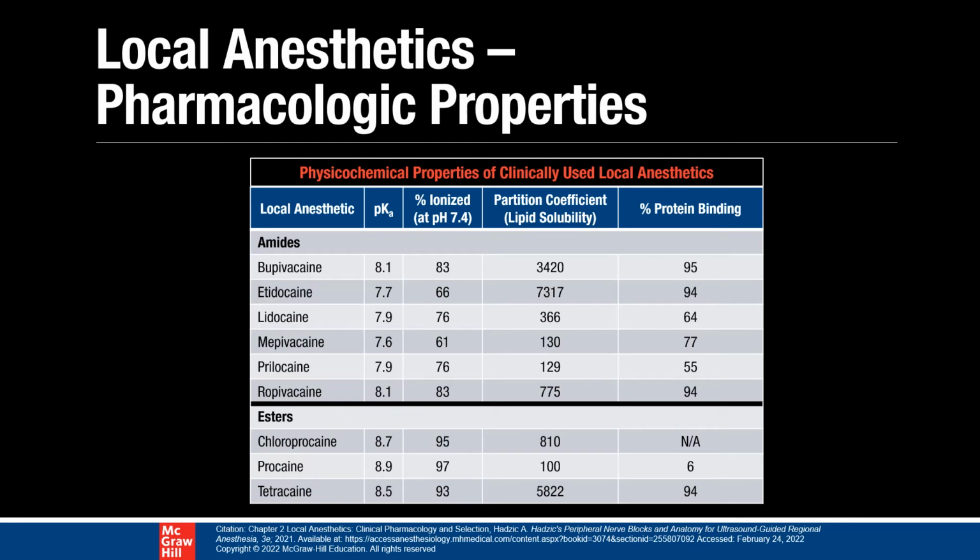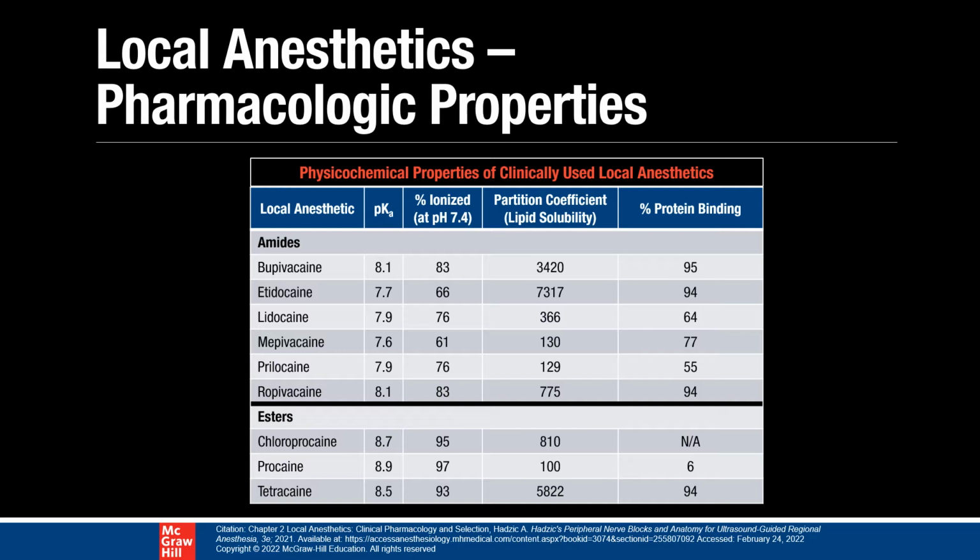This table depicts the physicochemical properties of clinically used local anesthetics that we have at our disposal. And as we talked about on the slide prior, the pKa and the lipid solubility primarily determine the onset of action, the time to onset, how fast the local anesthetic will act. The lipid solubility primarily determines the potency of the anesthetic, and then the percent protein binding along with the lipid solubility primarily determine the duration of action, so how long the local anesthetic will act.